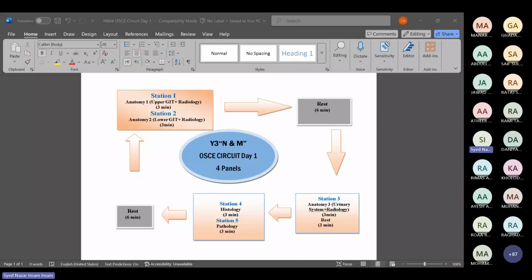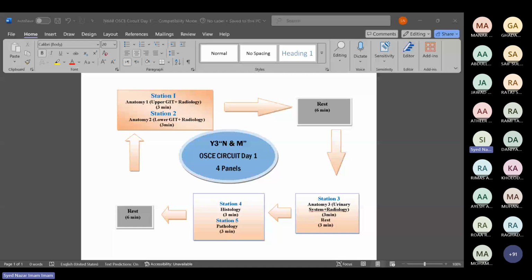This is day 2 for your OSCE. You've already finished your MCQ, MEQ, and EBM OSCE. We are left with OSCE day 1 and OSCE day 2. Now, what are the things going to be on OSCE day 1? I've already told you before, but I repeat because some students are asking me repeatedly what's going to be on day 1 and day 2.